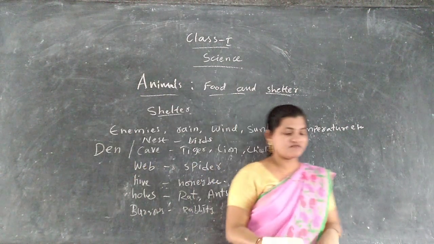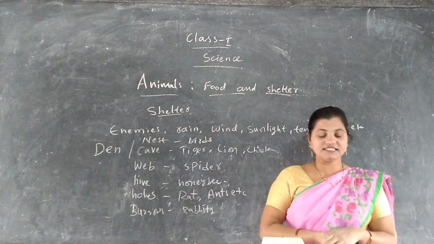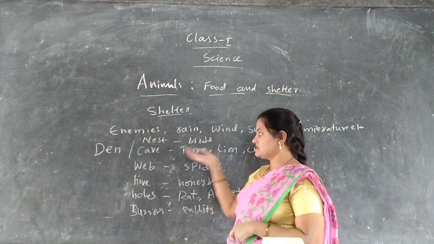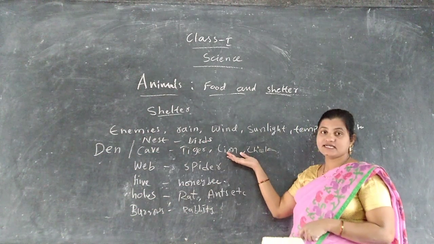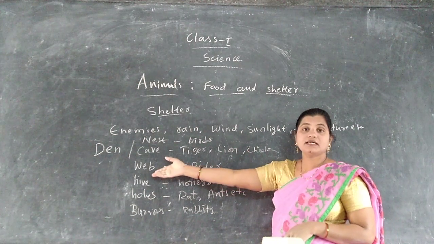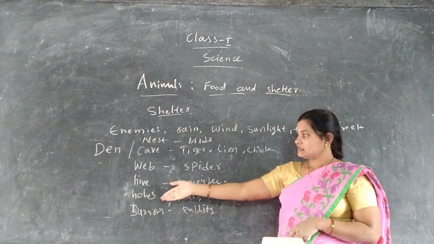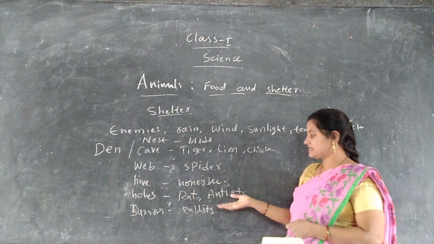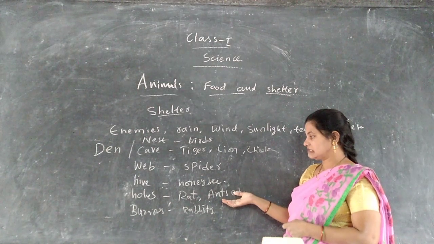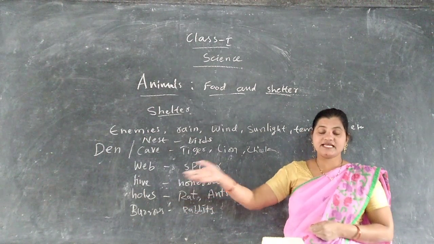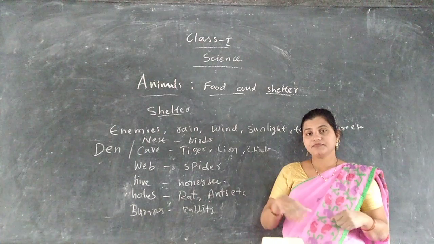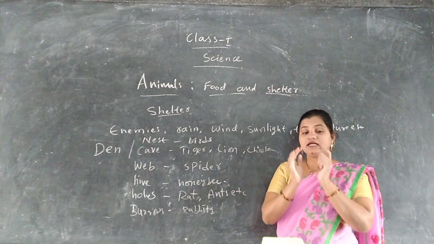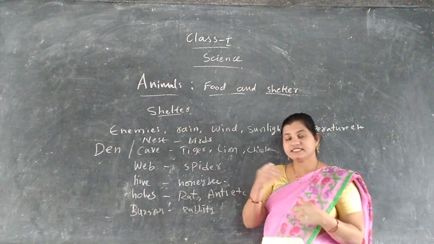Okay, these are some of the wild shelters, meaning the shelters which are present in the forest. A nest is a shelter for birds. A cave or den is shelter for tiger, lion and cheetah. Next, a web is a house for spider. A hive is shelter for honeybees. Holes are shelter for rats and ants. Next, burrows. Rabbits make very small burrows in the soil and take shelter inside them. Some birds make a nest, or otherwise they make very big holes in the stems of the trees and take shelter inside them.